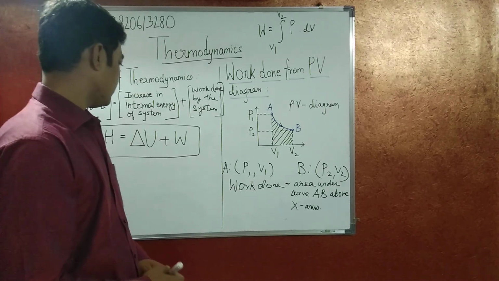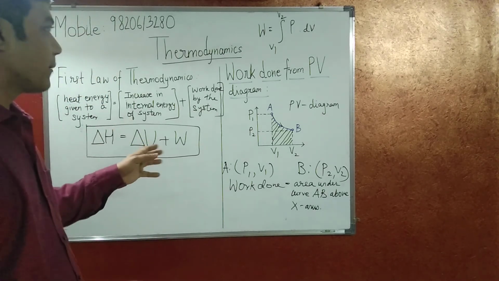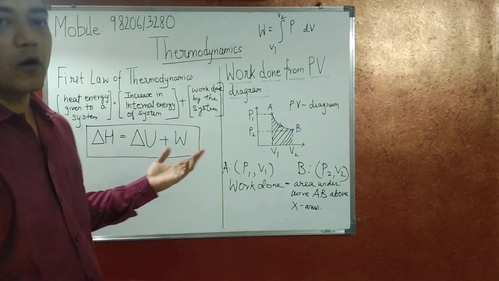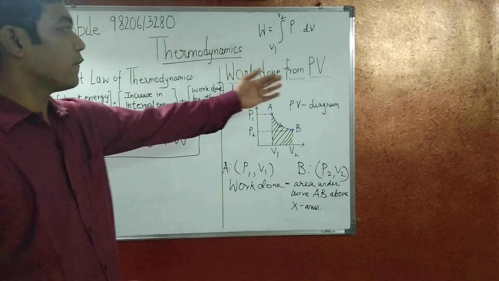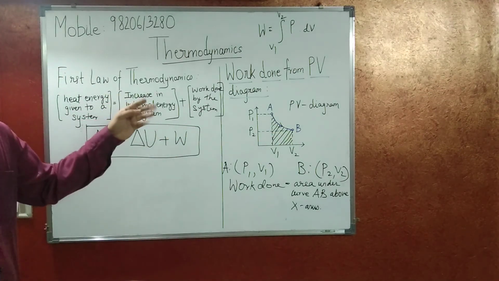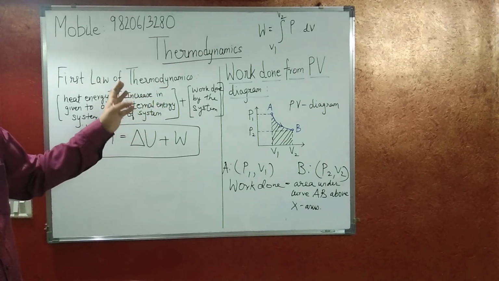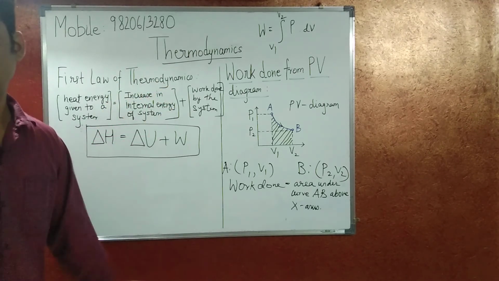So these were a few things about thermodynamics. We understood what is a system. We understood how to find work done from a PV diagram. We also understood the first law of thermodynamics. We will be continuing with this in our next class.